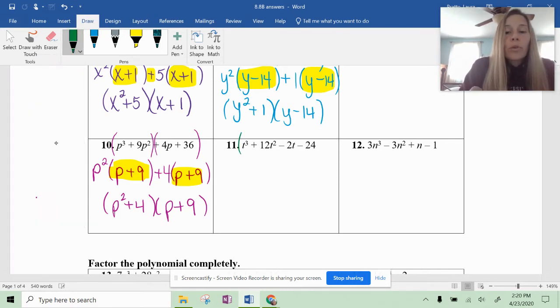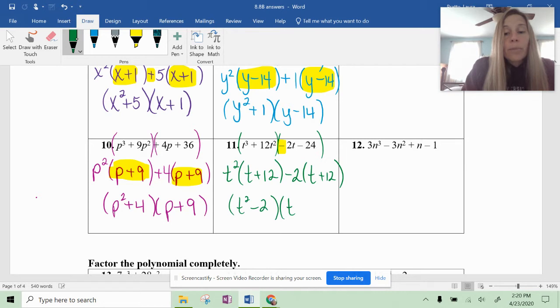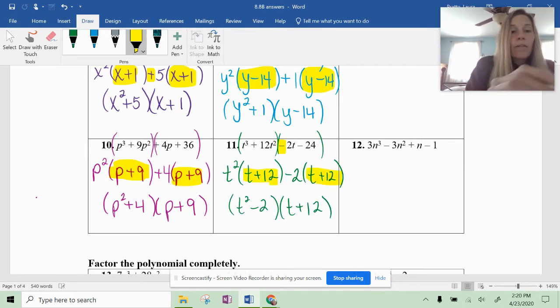So number 11, I'm grouping my first two terms, grouping my second two, taking out my GCF of t squared from the first two. That leaves me with t plus 12. Now on the second half, when I take out my GCF, I'm going to take out a 2, but it's going to be a negative 2. And then I'm left with t plus 12 because negative divided by negative is positive. So now I'm going to group my two GCFs together. My repeated factor, which is that t plus 12 that I got twice, is my second factor.